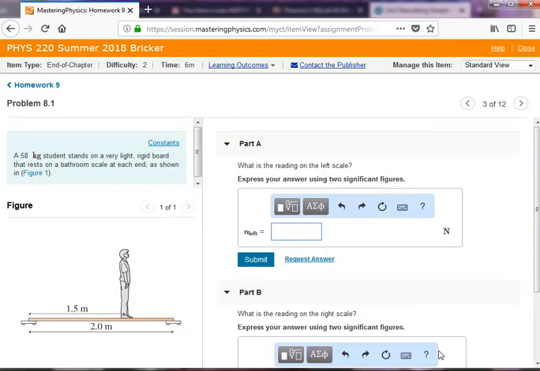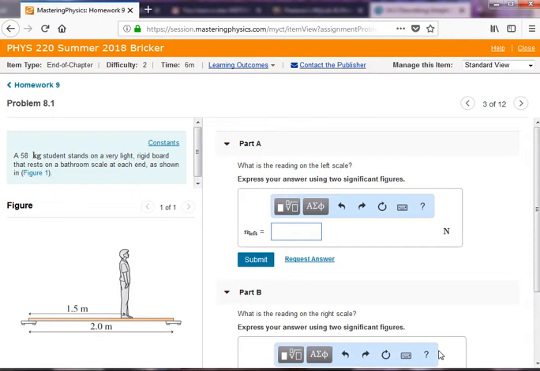Okay, so here's the first one from Chapter 8. Chapter 8 is called Equilibrium and Elasticity. The equilibrium part is balancing forces, like we did in Chapters 4 and 5, but also balancing torques. So for something to be in equilibrium, forces and torques must be balanced.